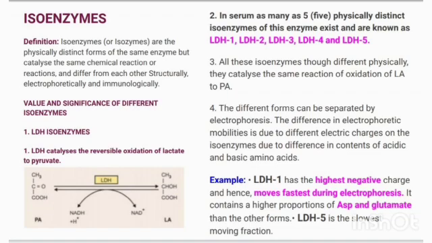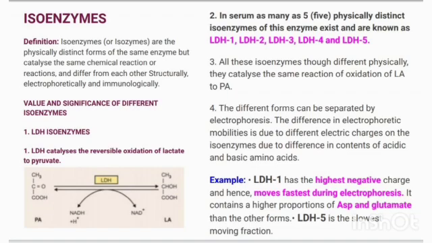So first, the definition. Isoenzymes or isozymes are physically distinct forms of the same enzyme but catalyze the same chemical reaction or reactions, and they differ from each other structurally, electrophoretically and immunologically. So let us discuss one isoenzyme, lactate dehydrogenase, as an example. What is the value and significance of different isoenzymes in clinical diagnosis?